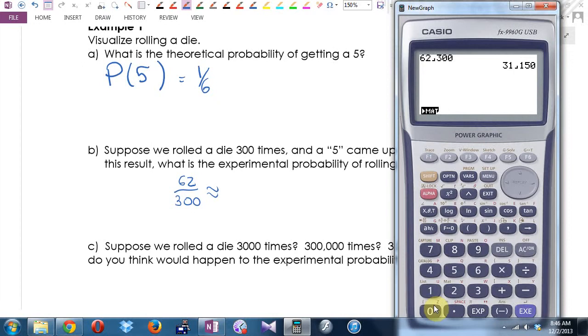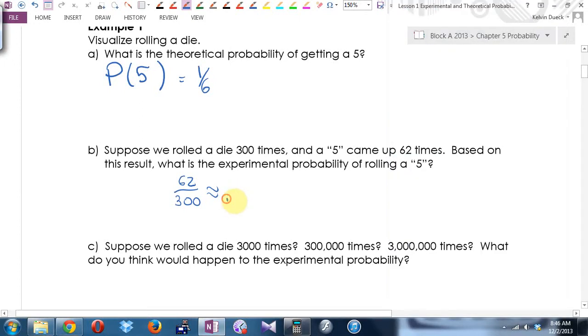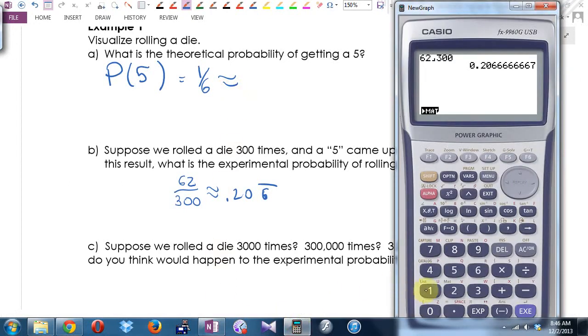How do I change a fraction to a decimal? You can either go 31 divided by 150, or you can use the button right next to it, which says fraction to decimal. Okay? So this is approximately 0.206 repeating. That 6 didn't show up very well. Where this first one is approximately, if I go 1 divided by 6, 0.166 repeating.